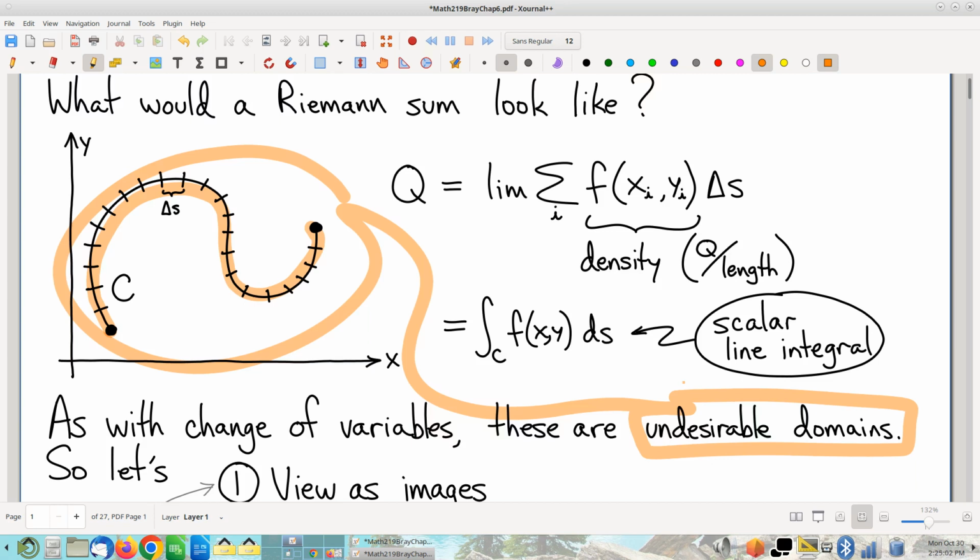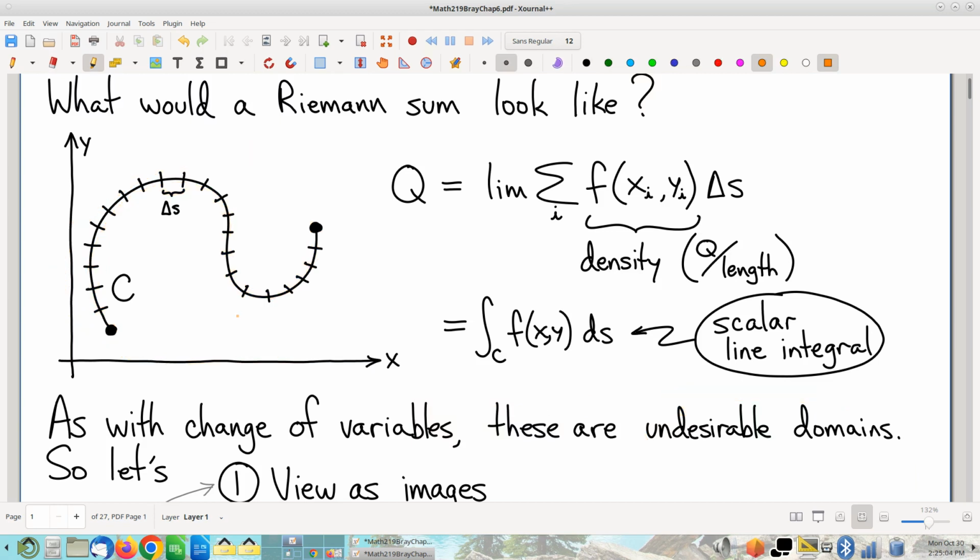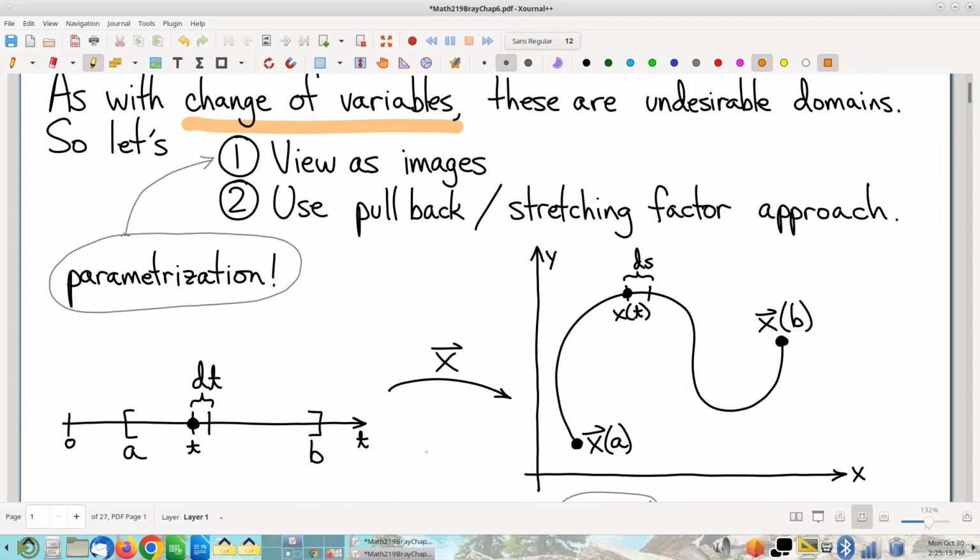Okay, so not our first time with an undesirable domain. Change of variables was all about how to get rid of an undesirable domain. And the way we do it is you view it as being an image of something, and then you use a pullback. Right? We're going to do literally that. Adapt it appropriately for the context, but it's going to be the same big picture idea. We're going to view our undesirable domain as being an image, and then we're going to pull back through that function.